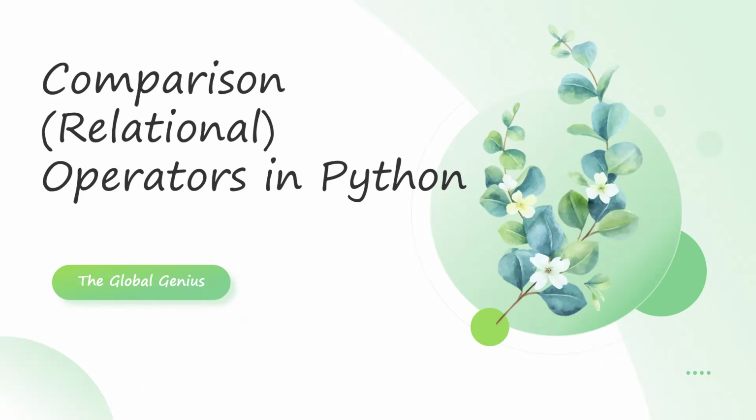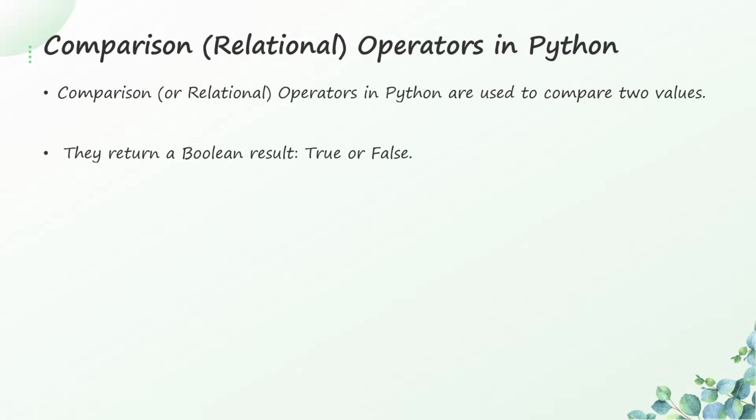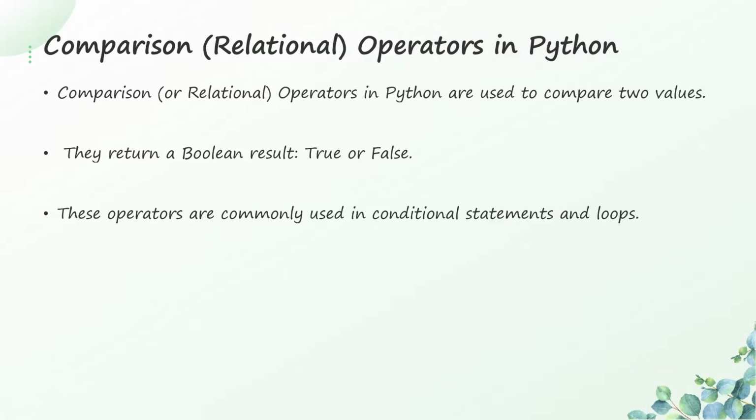Okay, so let's see what we have here. Comparison operators in Python are used to compare two values. They always return a Boolean result. The evaluation of a comparison expression would always return true or false. You can either store this value in a variable or use it right away in an expression too. These operators are commonly used in conditional statements and loops.